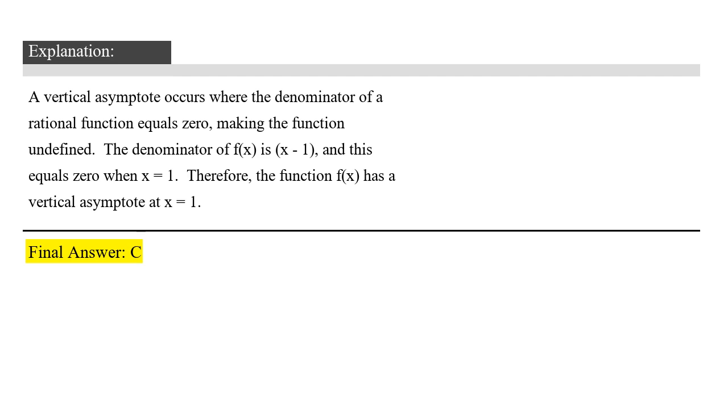A vertical asymptote occurs where the denominator of a rational function equals 0, making the function undefined. The denominator of f(x) is x minus 1, and this equals 0 when x equals 1. Therefore, the function f(x) has a vertical asymptote at x equals 1.